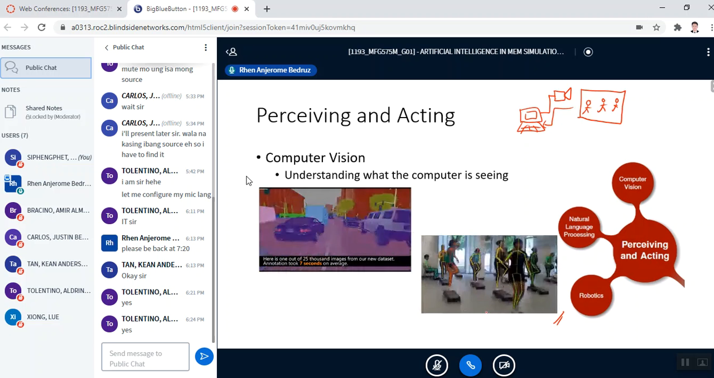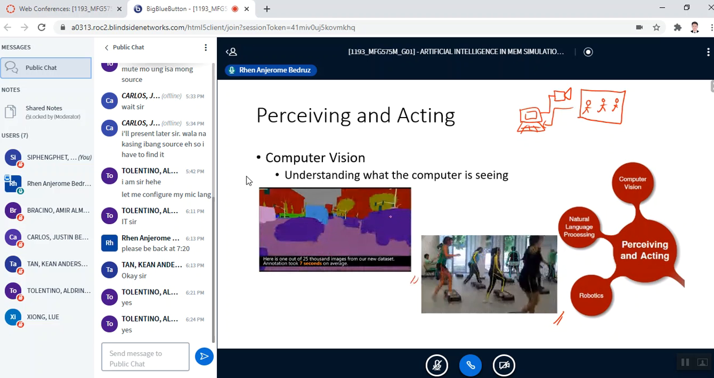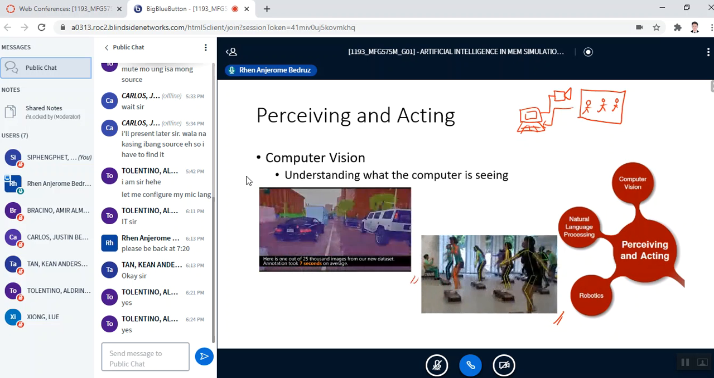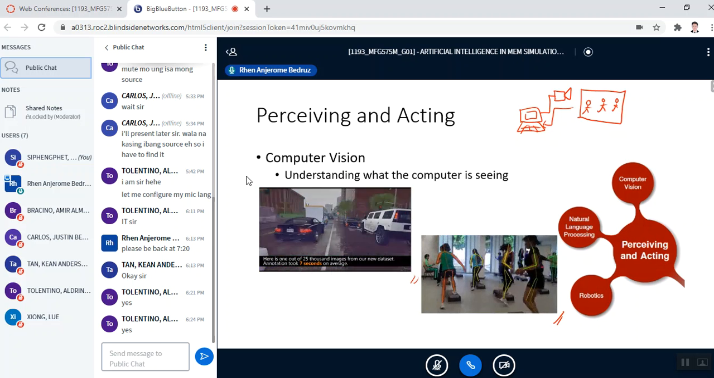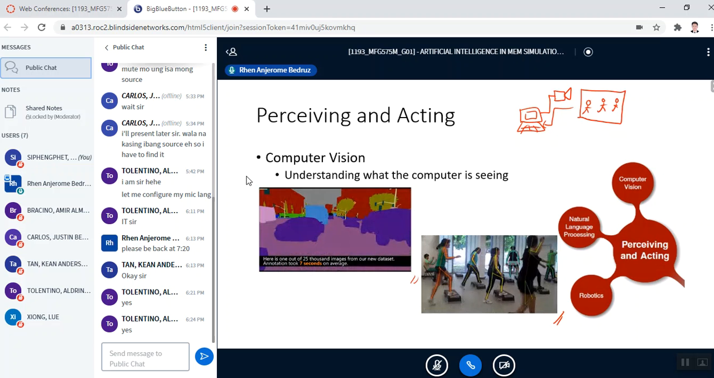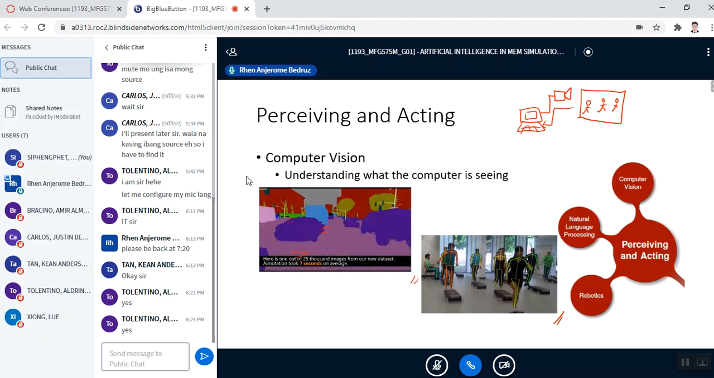So that's one example. Another example of computer vision is that, given a picture of this traffic scenario, I need to separate each and every object. In this case, it can separate this car from the truck in front, the buildings, the trees, the stoplights, and so on.